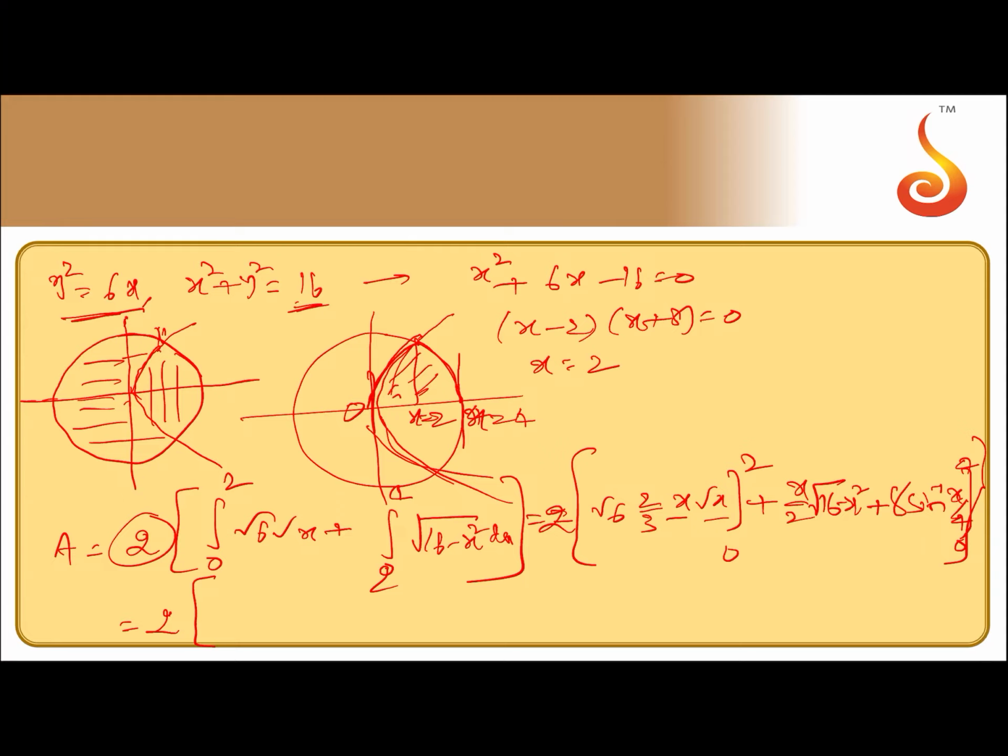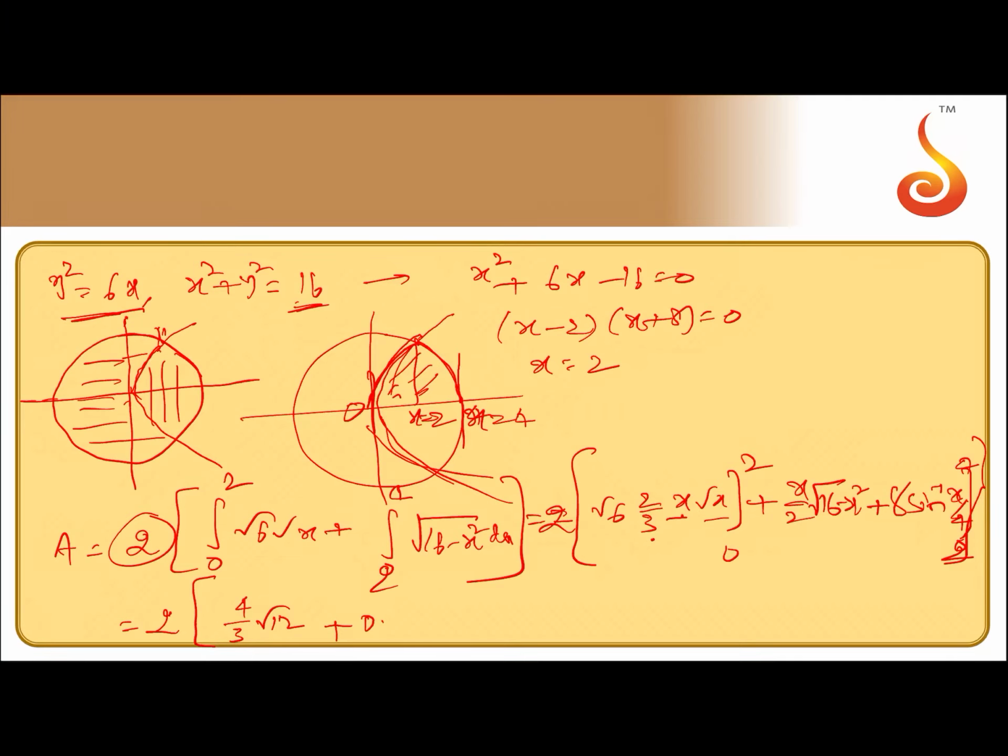So this value, simplifying 6 multiplied by 2 root 12, 2 twos are 4 by 3. 4 by 3 times root 12. Yes, 2 into 2, 4 by 3. Root 6 multiplied by root 2 is root 12. Minus 0, plus, and this is from 2 to 4. So when you substitute 4, I think it is 0.